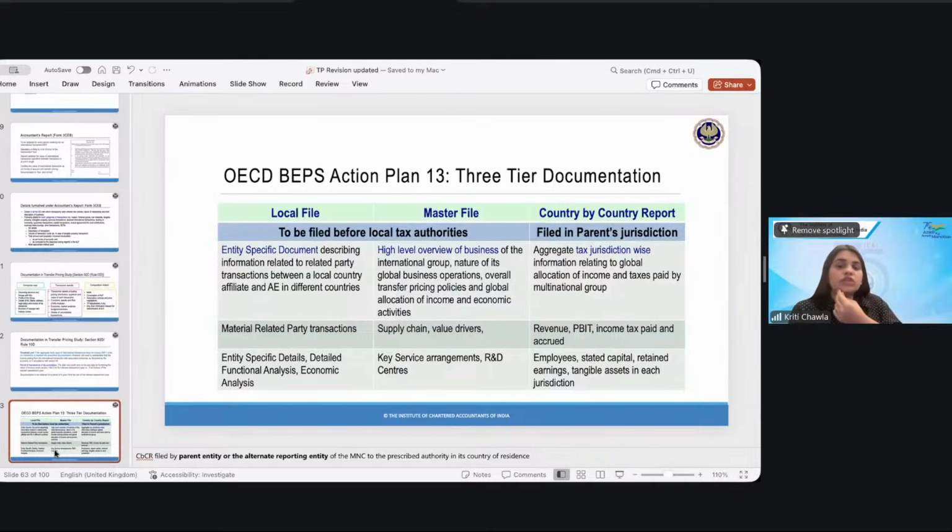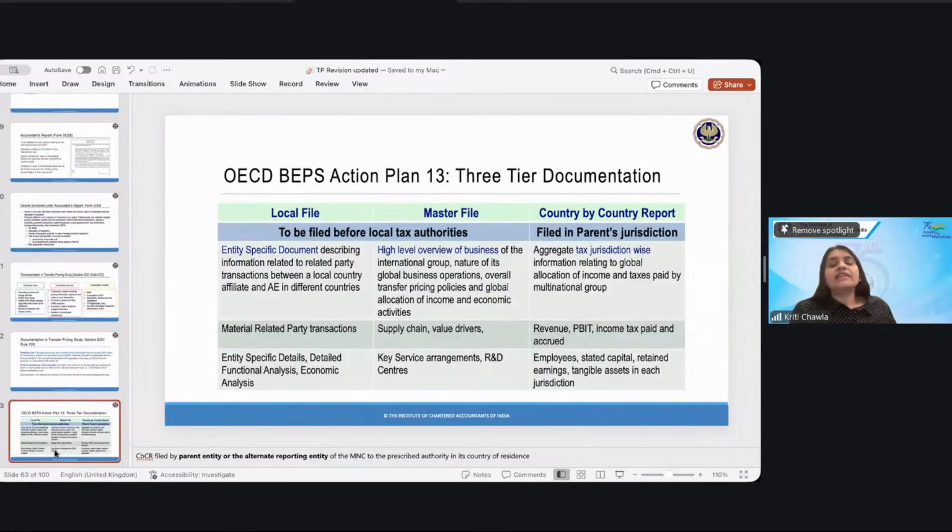So it's going to include the supply chain, the value drivers, etc. And this is going to involve the key service arrangements, the R&D centers, etc. Apart from this, what is important is that there should be a country by country report, CBCR.